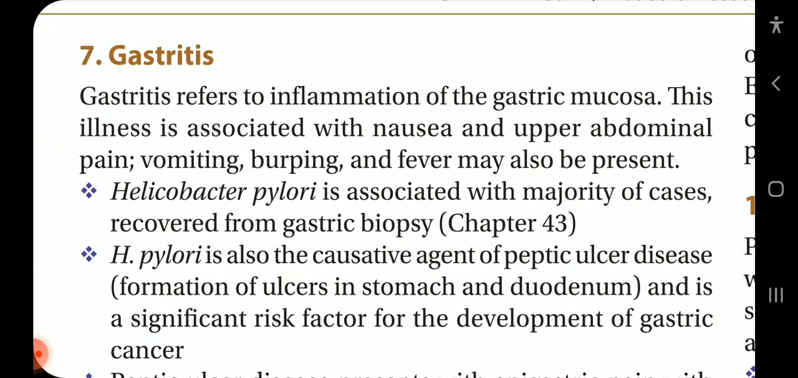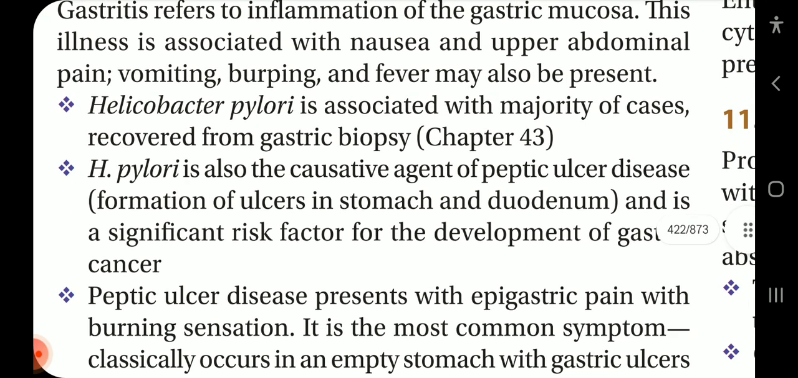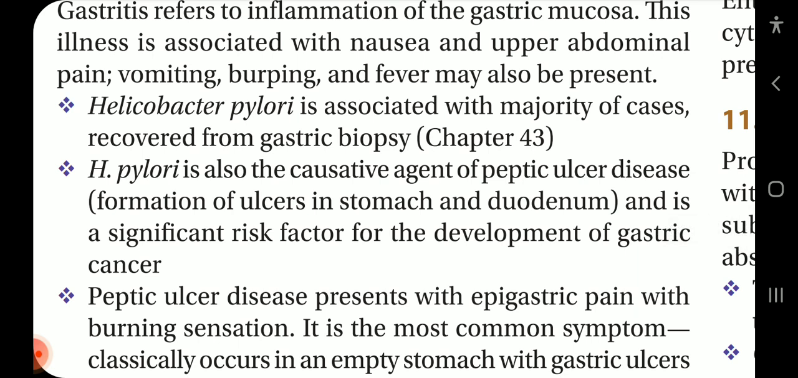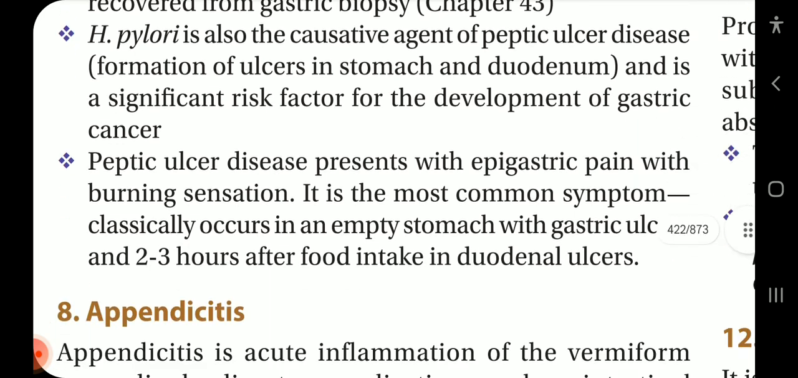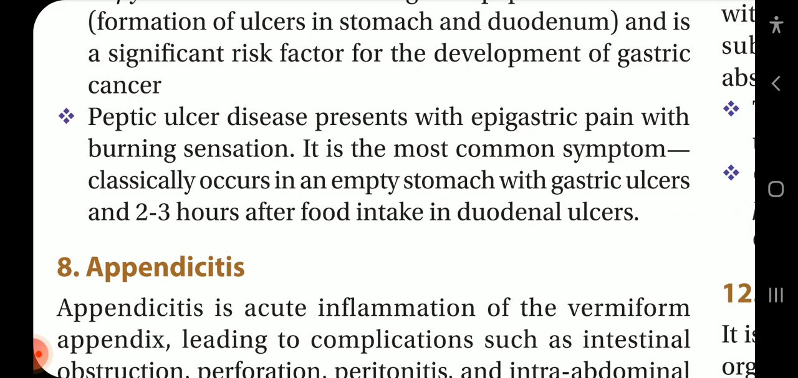Seventh is gastritis. Gastritis refers to inflammation of the gastric mucosa. This illness is associated with nausea and upper abdominal pain; vomiting, burping, and fever may also be present. Helicobacter pylori is associated with the majority of cases recovered from gastric biopsy. H. pylori is also the causative agent of peptic ulcer disease, formation of ulcers in the stomach and duodenum, and is a significant risk factor for the development of gastric cancer. Peptic ulcer disease presents with epigastric pain with burning sensation. It is the most common symptom, classically occurs on an empty stomach with gastric ulcers and 2 to 3 hours after food intake in duodenal ulcers.